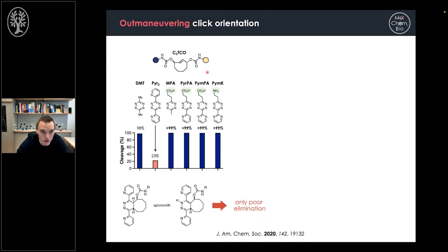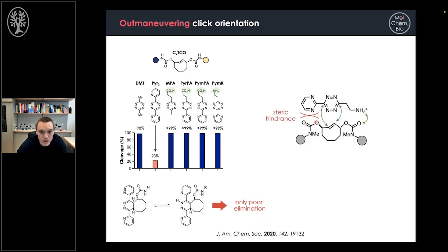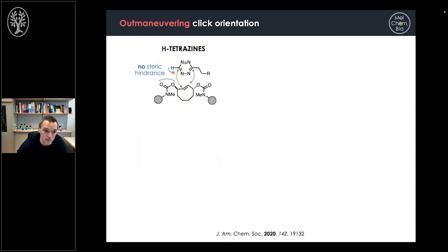The initial problem for C2 TCO was that by introducing a second allylic modification, we created more steric hindrance, which slowed down the initial click process again. So we thought, okay, we can also accelerate tetrazines by putting no substituent there at all. So H-tetrazines, which were before that, and still are, known as the worst when it comes to release.